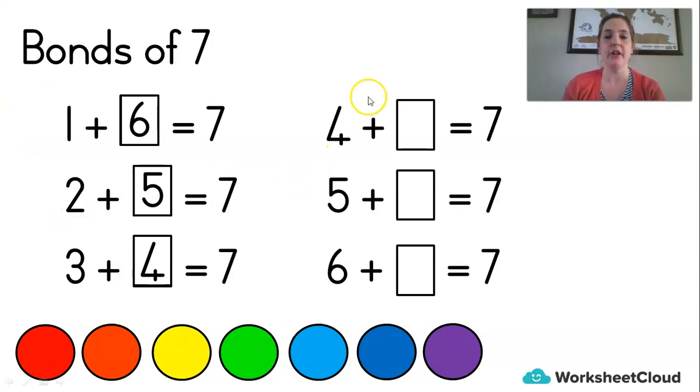Okay, here we go. 4 plus what gives me 7? You can actually look over here. It's the same partners, just the other way around. 4 plus 3 equals 7. 5 plus 2 equals 7. And 6 plus, how much to get to 7? Just one more. Hey, 6 plus 1.